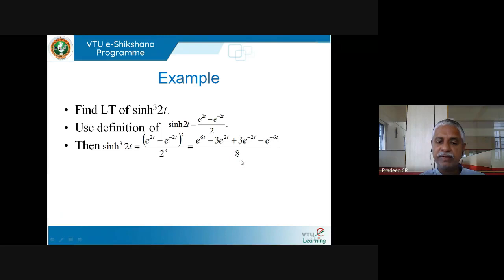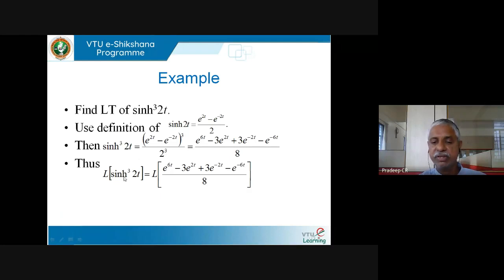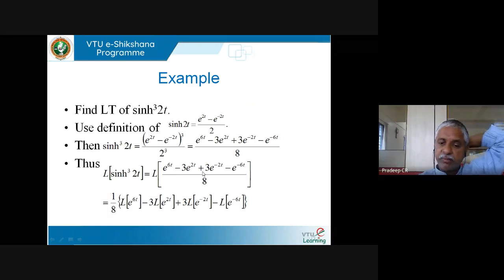So if you want to find Laplace of this, use linearity. Laplace of cube of hyperbolic sine 2t is Laplace of this expression. And how do I evaluate that? Pull out 1 by 8 and I get Laplace of e power 6t, etc. These things we know. Laplace of e power 6t is 1 by s minus 6. This is 1 by s minus 2, etc.